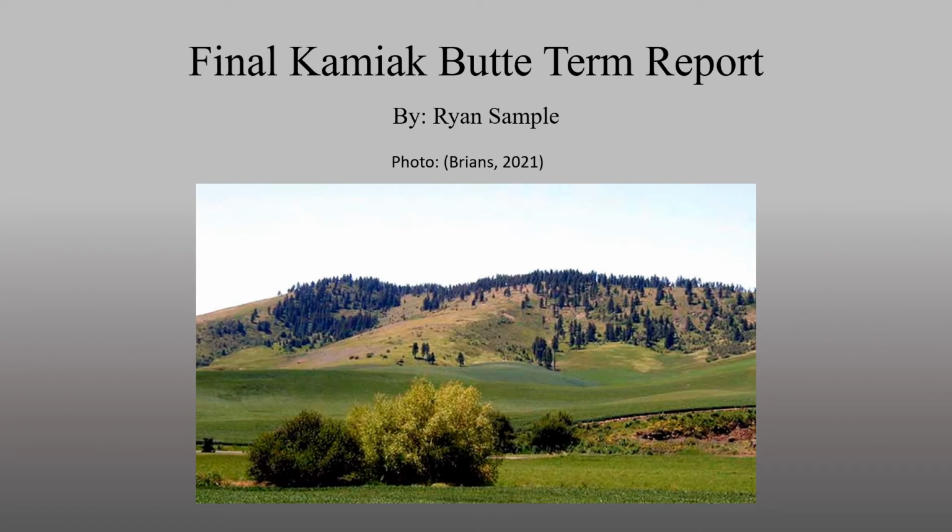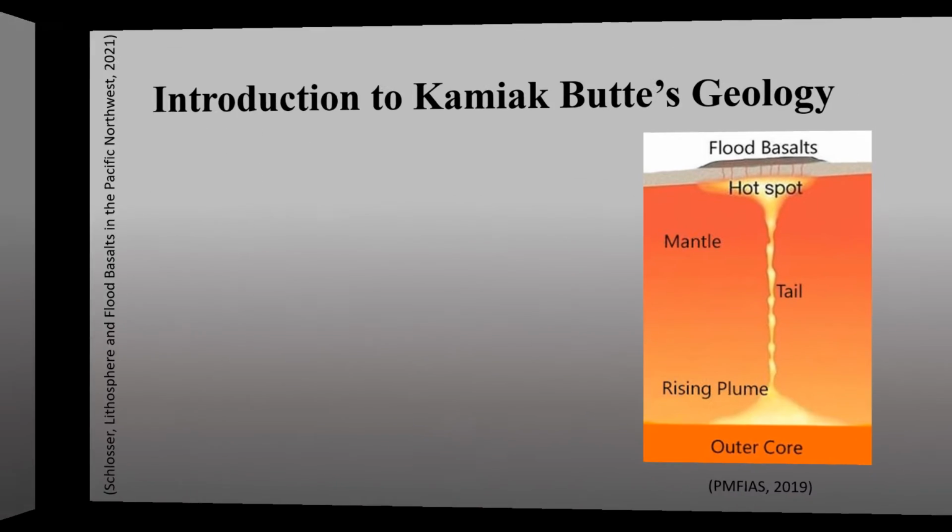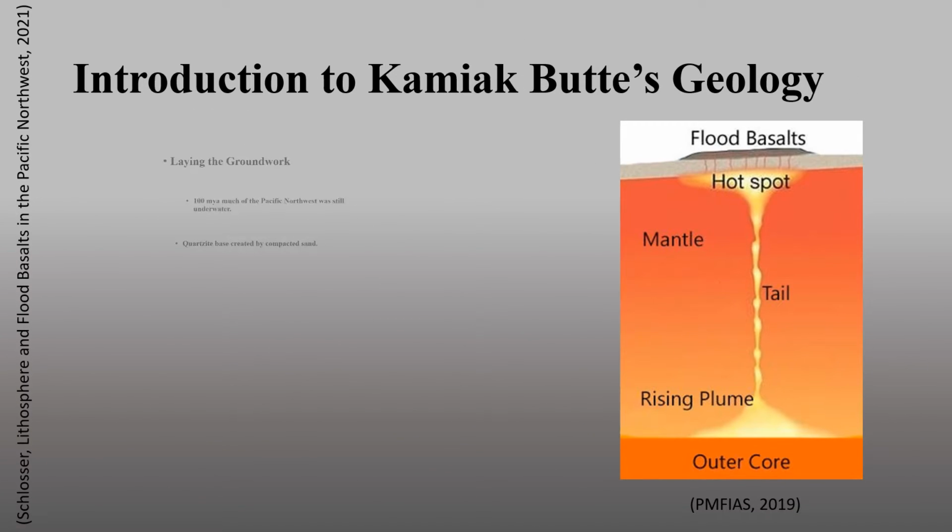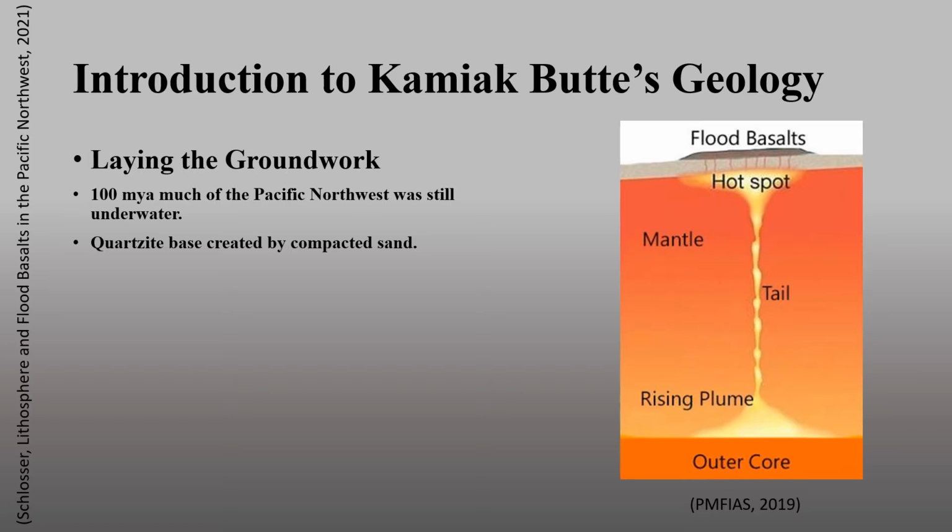Kamiak Butte is a unique land feature located on the Palouse in Washington state. In this presentation, we will look at the ecology of the butte. When talking about the ecology of Kamiak Butte, it is important to first describe how it was formed.